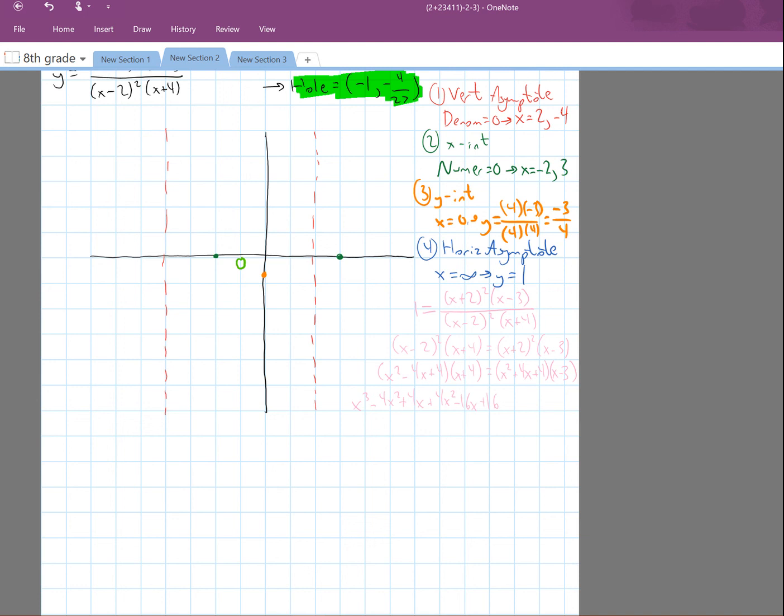Let me actually clean that up first, just because I'm running out of space. Let me double check that. x cubed plus 4x, minus 4x squared plus 4x, plus 4x squared minus 16x plus 16.